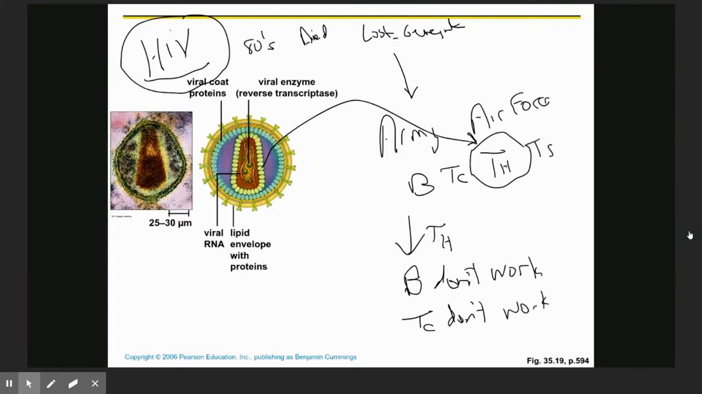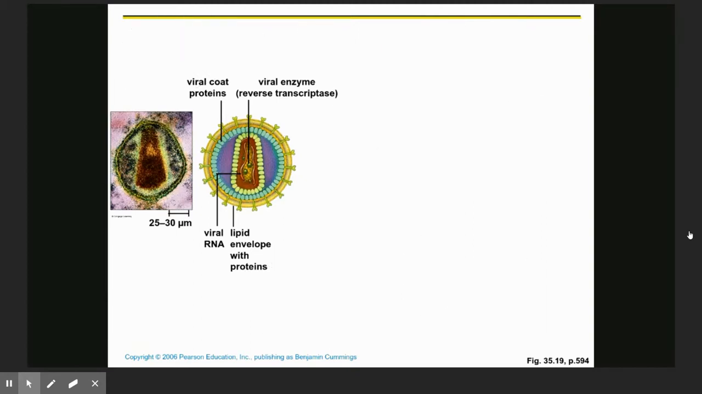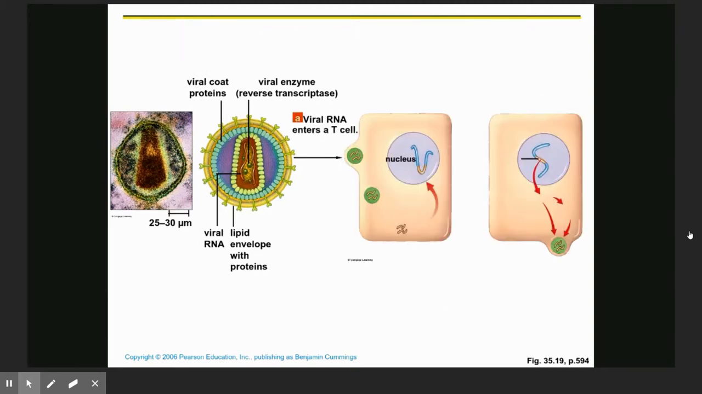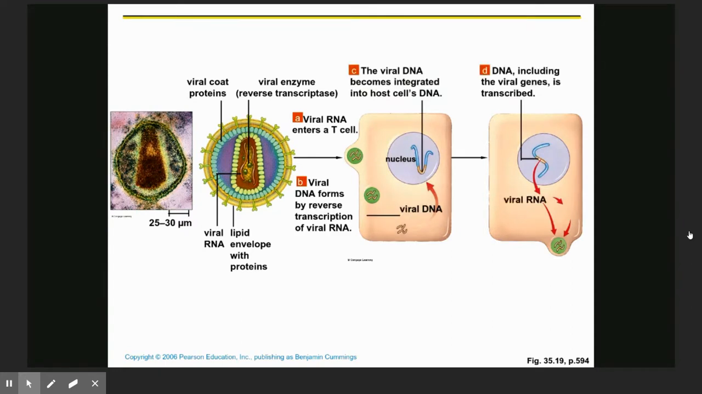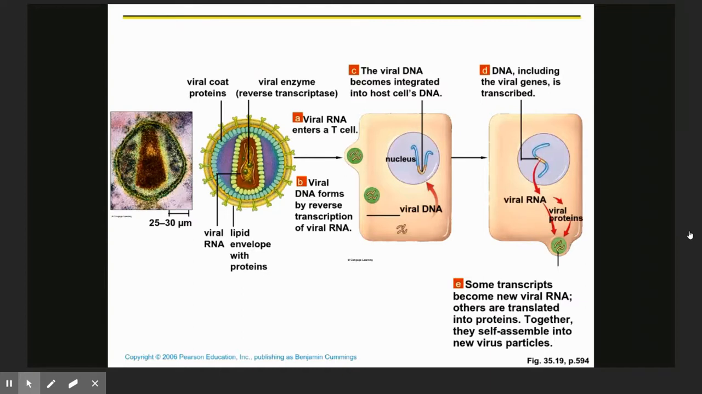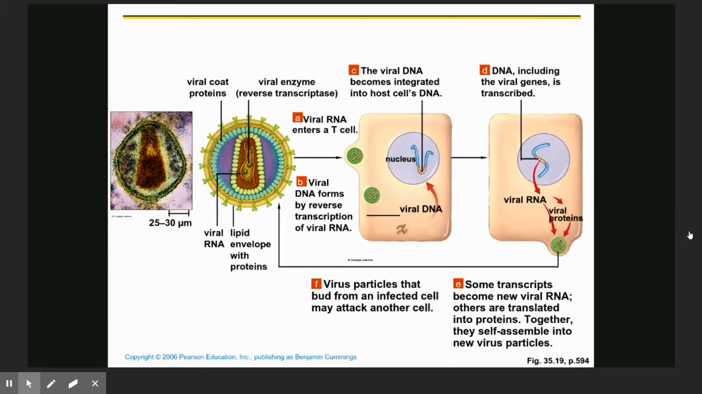And so what happens once you get rid of all these T helper cells is whoever has this disease gets multiple secondary infections. And that's what they die from, these secondary infections. But if you look at this virus, it infects these T cells, and again, the T cells then are slowly destroyed. Any questions?